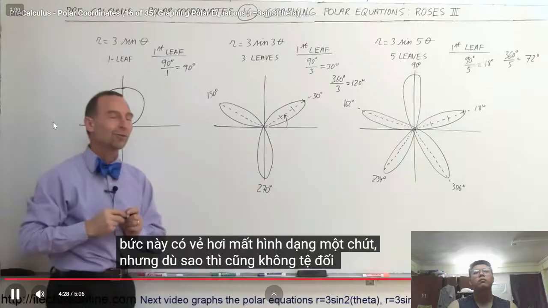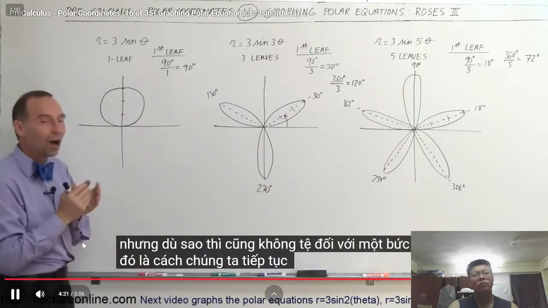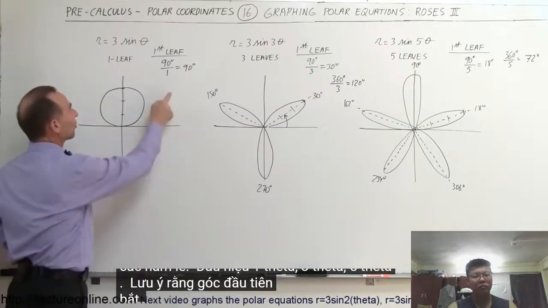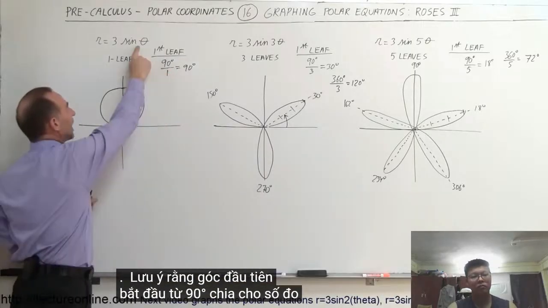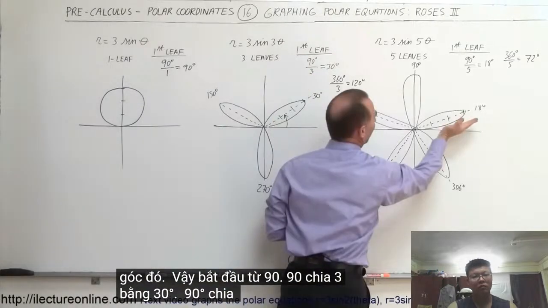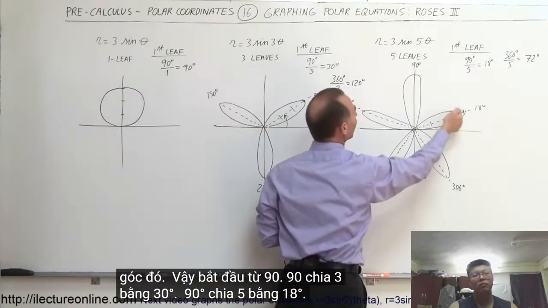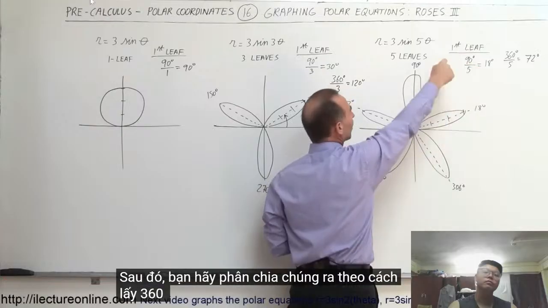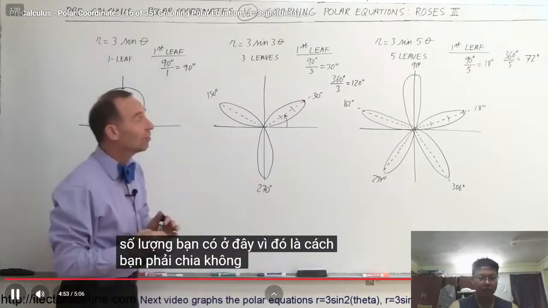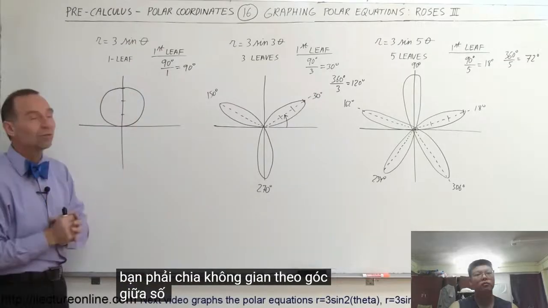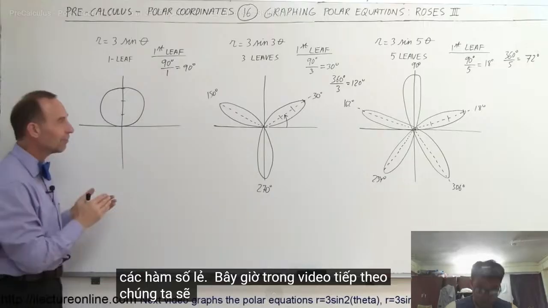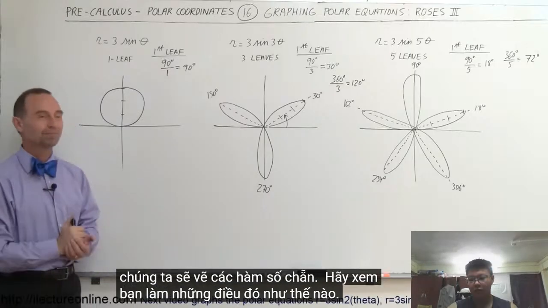And that's how we go ahead and draw the odd functions, the 1 theta, 3 theta, 5 theta for the sine. Notice the first one starts at 90 degrees divided by the number in front of the angle, so it starts at 90. 90 divided by 3 is 30 degrees, 90 divided by 5 is 18 degrees, and then you space them out by taking 360 degrees divided by the number you have here, because that's how you have to divide the space in angle between the number of leaves you're going to draw. And that's how we draw the odd functions. Now in the next video we'll draw the even functions to see how you do those.